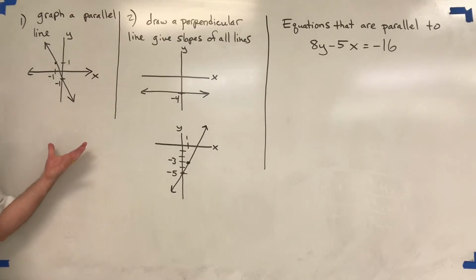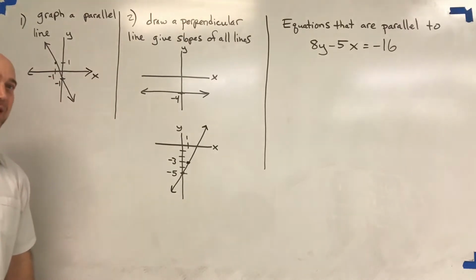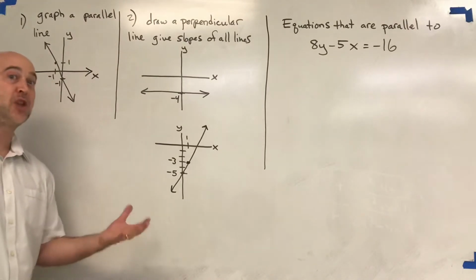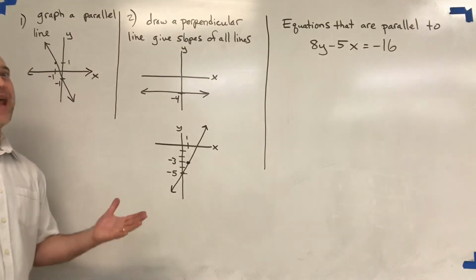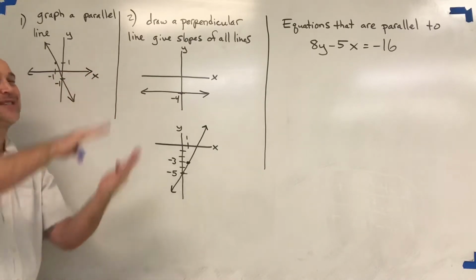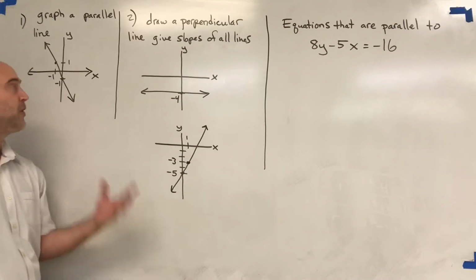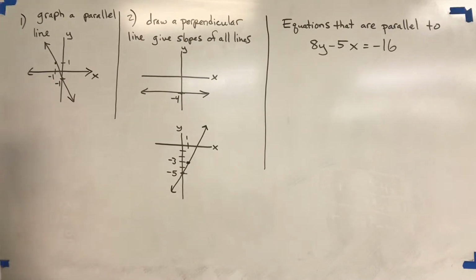For our first one here, we're asked to graph a parallel line to this line that they give us. Well, whenever we think of parallel, think of its slope. The slopes have to match. So two parallel lines have that same slant or that same slope. So we're always looking at the slope triangle for these in order to even start the problem.